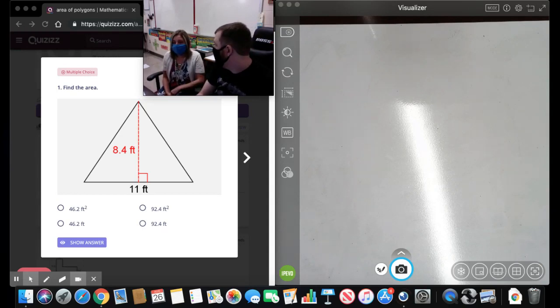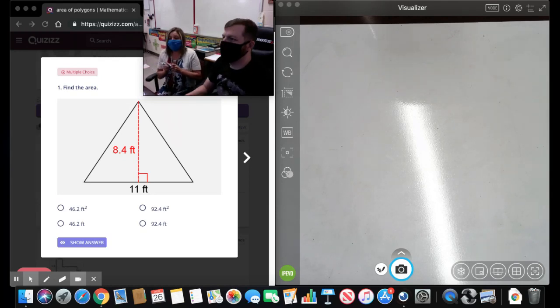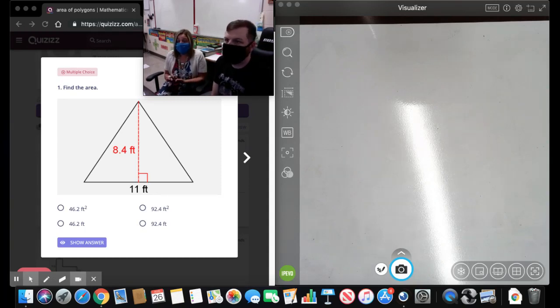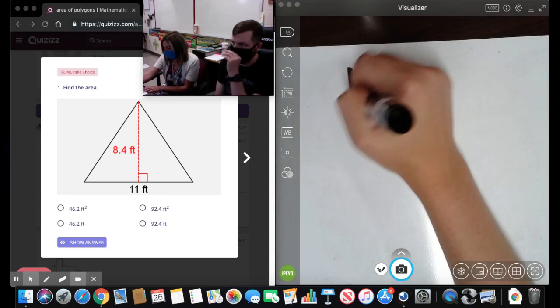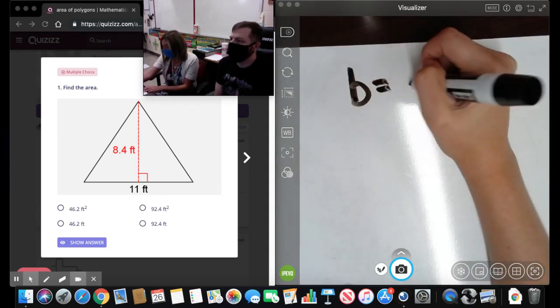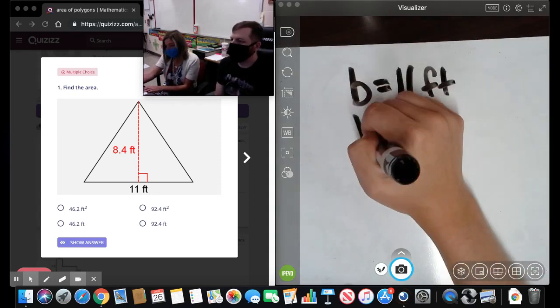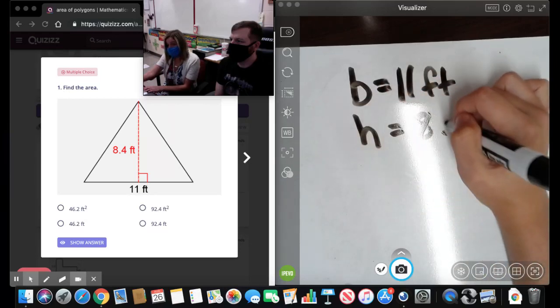Like the one you see on your screen right now is a triangle. So, Ms. Harper, you want to demonstrate this one? I would love to. Looking at the triangle, there's two things we need to recognize. We need to understand what the base is, which is the bottom, which would be 11 feet. And we also need to identify the height. Remember, the height will always go from the bottom or the base of the triangle to the very tip top. So, the height is 8.4 feet. I'm going to represent that with base B equals 11 feet, and my height is 8.4 feet.